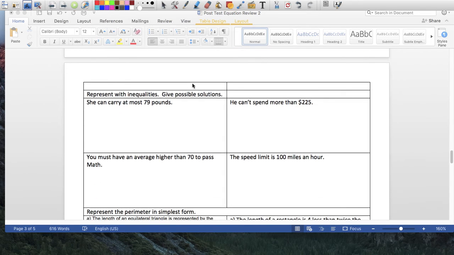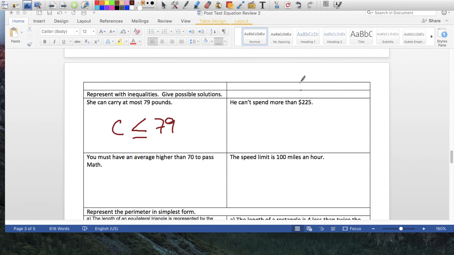Now we may have a few more questions. We present these with inequality, so this is not that difficult. I like to have the variable on the left side. So we're talking about what she can carry, and we're comparing it to 79 pounds. What she can carry in relationship to 79 has to be what? Greater than, less than? She can carry at most. So she can't carry more than 79 pounds, which is quite a lot actually. So she has to carry less than or equal to 79.